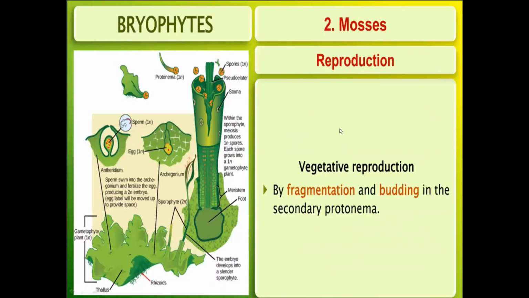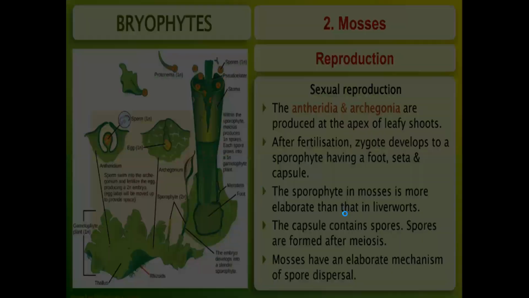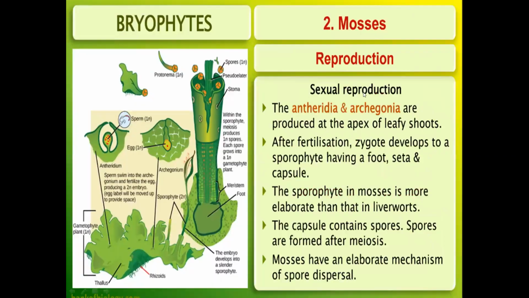Moss reproduction: vegetative reproduction is by fragmentation and budding in secondary protonema. Sexual reproduction is by antheridia and archegonia. Antheridia is the male, archegonia is the female. After fertilization, the zygote develops into the sporophyte. Okay, we have seen this having foot, seta and capsule.